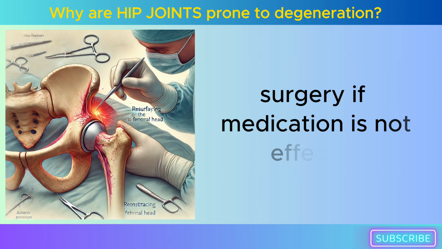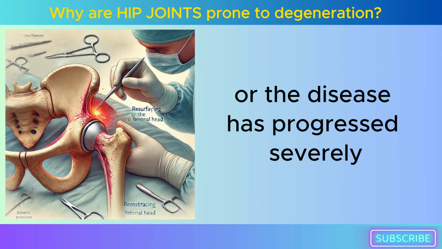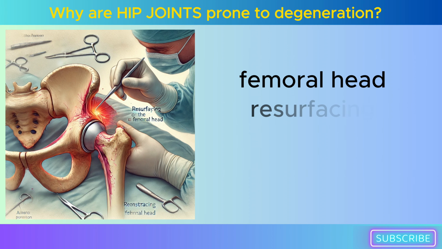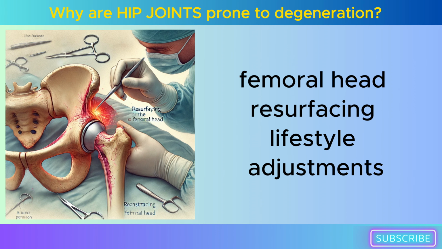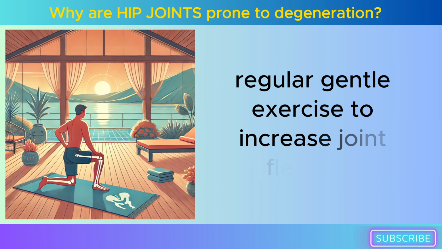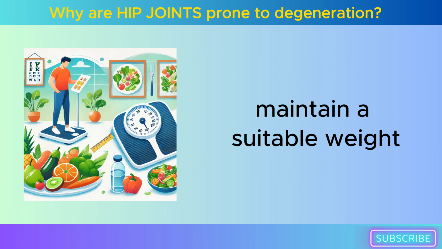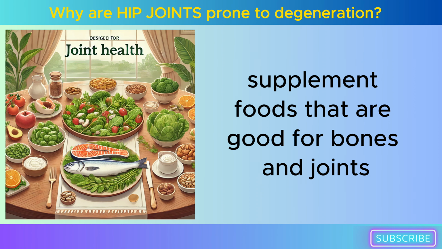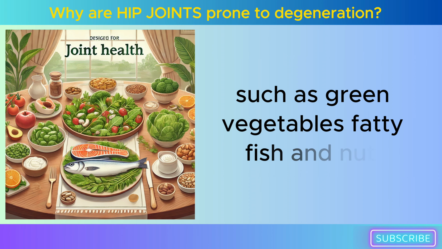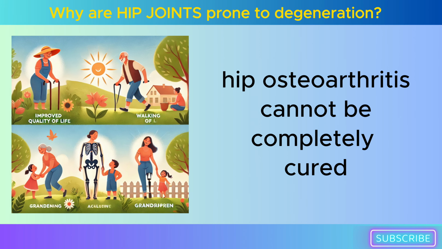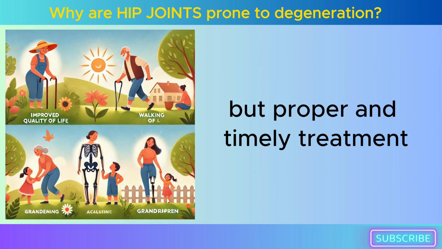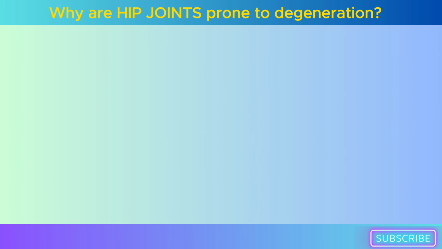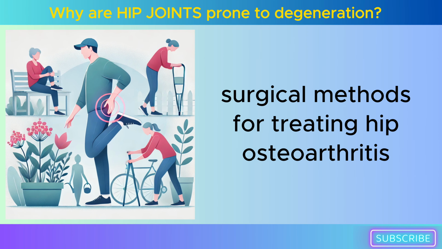Surgery. If medication is not effective or the disease has progressed severely, your doctor may prescribe hip replacement or femoral head resurfacing. Lifestyle adjustments: regular gentle exercise to increase joint flexibility, maintain a suitable weight to reduce pressure on the hip joint. Supplement foods that are good for bones and joints, such as green vegetables, fatty fish and nuts. Hip osteoarthritis cannot be completely cured, but proper and timely treatment can help control symptoms, improve quality of life and limit complications.